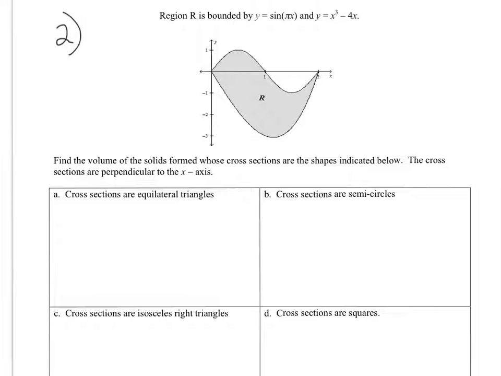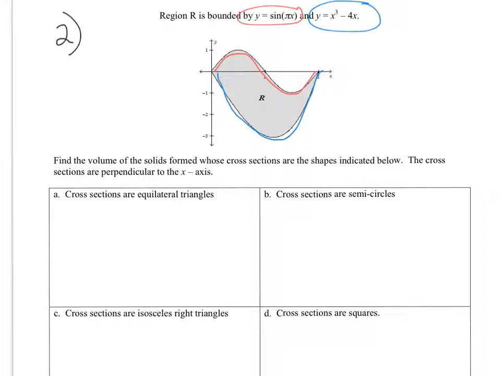trig function, sine of pi times x. So that's going to be my upper function, if you will, in terms of the area of that region R. And then I've got my cubic function, and obviously just one part of it. But here's my cubic function, x cubed minus 4x.